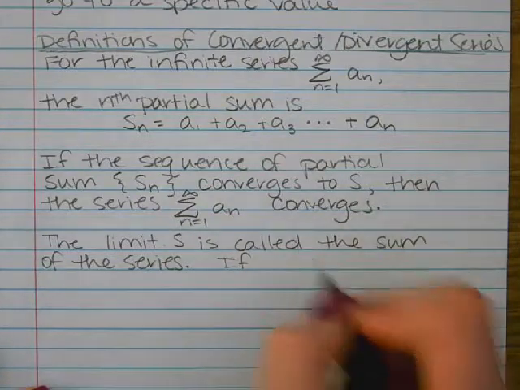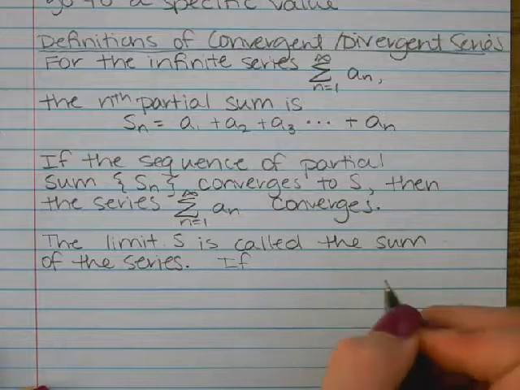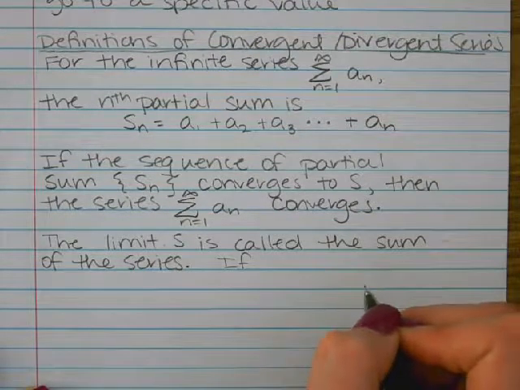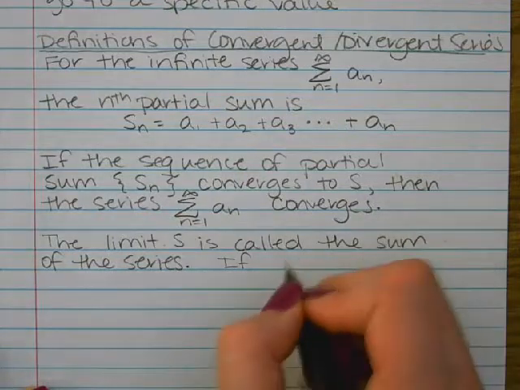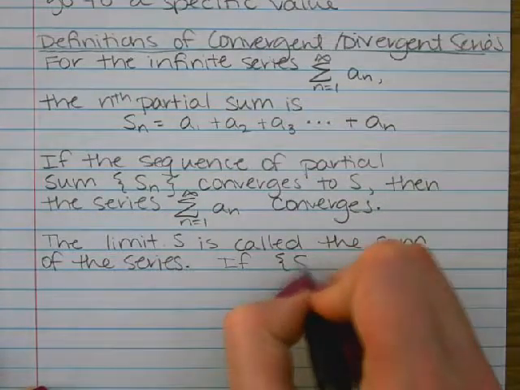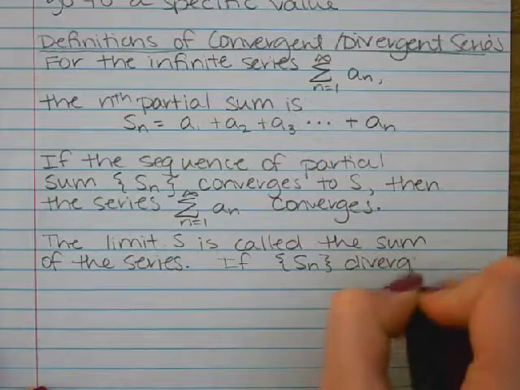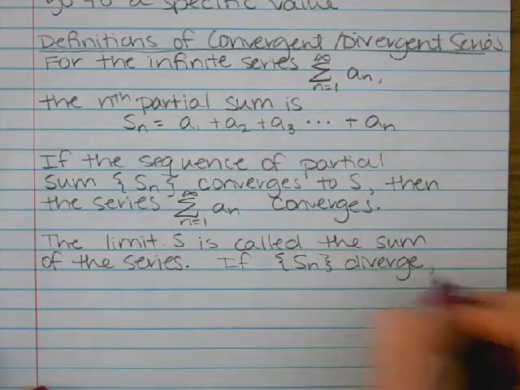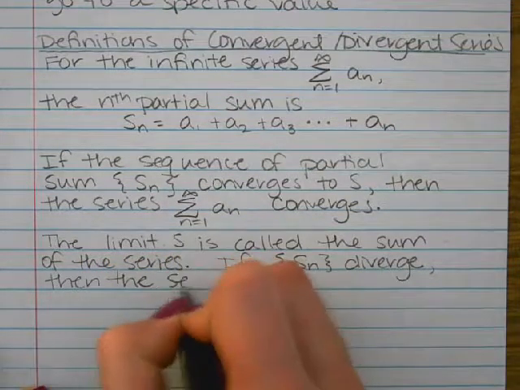So if you're looking at all of those different sums and they do not appear to be closer and closer to the same value, then you're going to say that the series diverges. So if the sums diverge, then the series diverges.